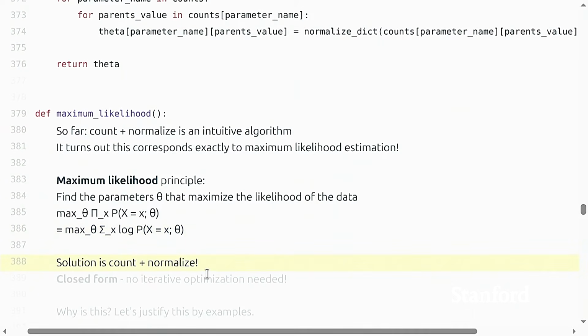So it turns out that the solution to this, in the fully observable case, is just to count and normalize. And this is really interesting, because normally you think about optimization as, oh dear, I need to compute the gradient, I need to take steps, and what about the step size, and what about convergence? No. In this particular instance, you don't need to do iterative optimization at all. There's just a closed form solution, which is called count and normalize.